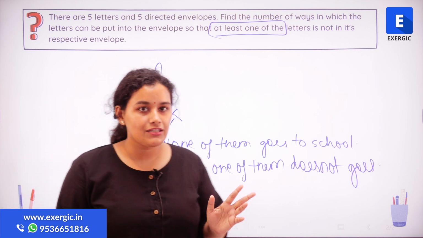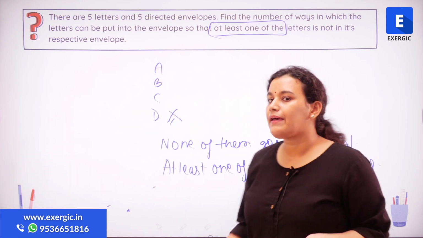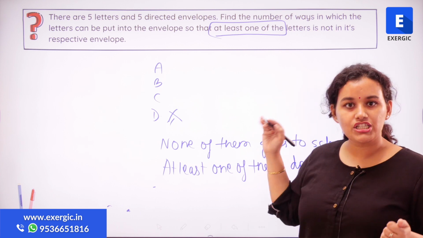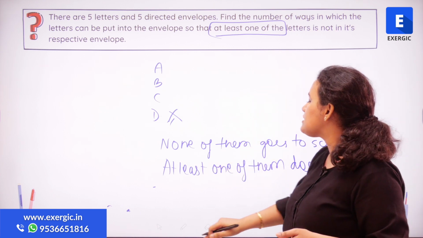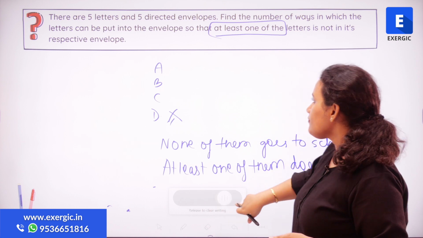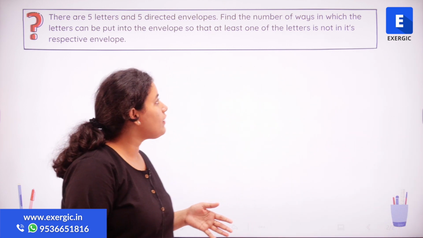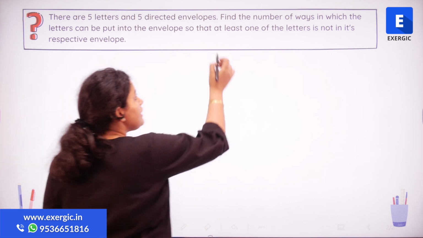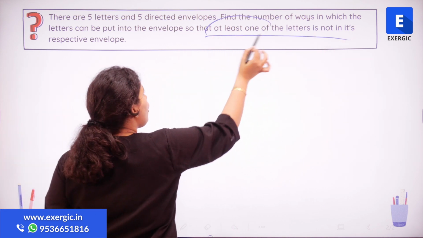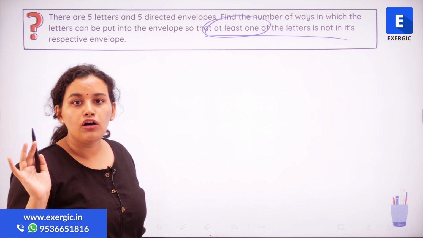So now let us look at the question that is given to us. Compare the situation that I just presented with the question that has been given to us. So there are 5 letters and 5 directed envelopes and we want to find out the number of ways such that at least one of them is not in its respective envelope, right?